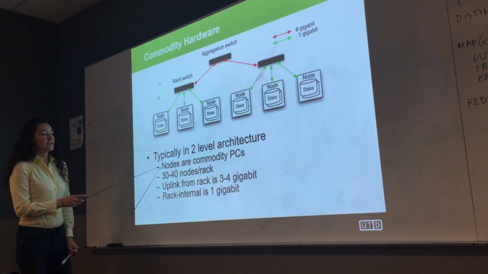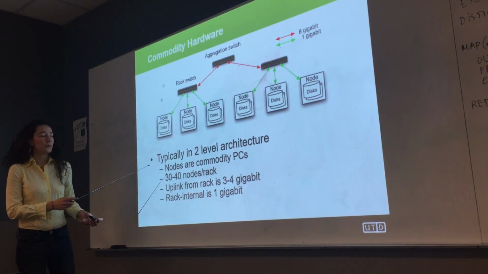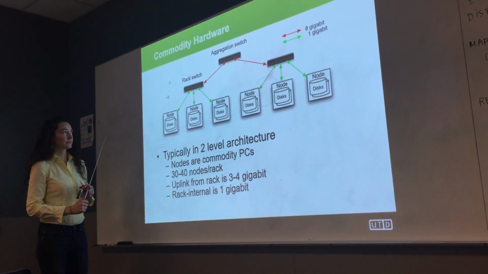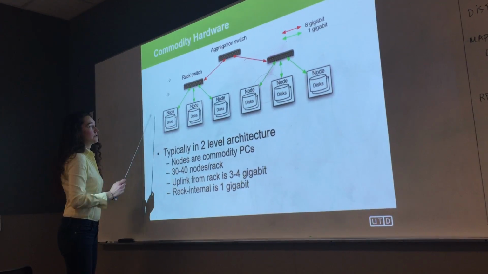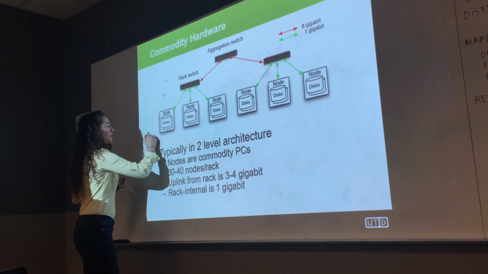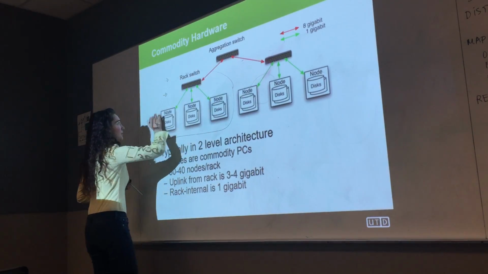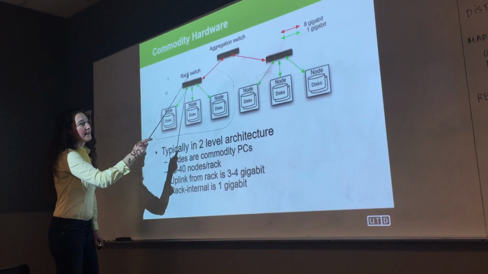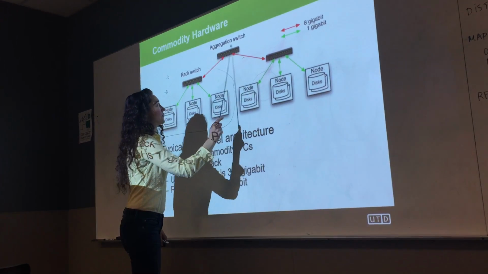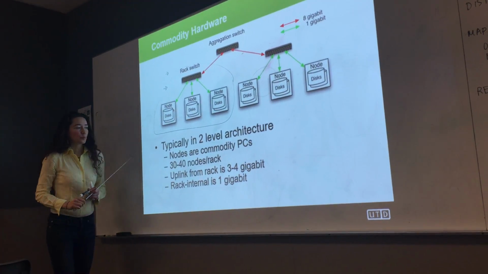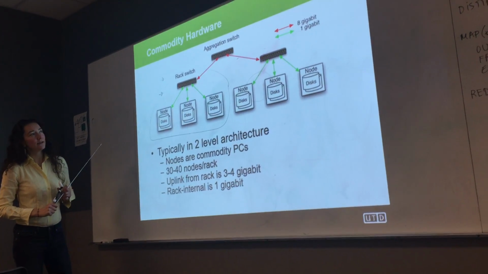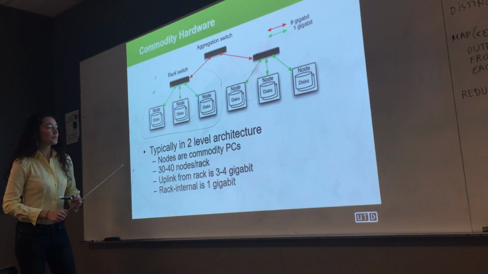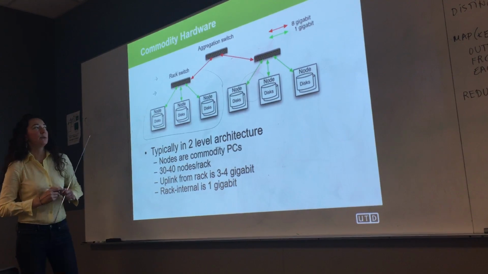So the nodes are commodity, everyday personal computers. In a rack, there could be 30 to 40 nodes. So imagine this is a rack, and you can have 30 to 40 computers in that rack. And so the computers themselves are connected between each other, and then each rack is connected to all the other racks through this aggregation switch. So the uplink could be up to 8 gigabits. Inside the rack it is 1 gigabit per second, the speed.